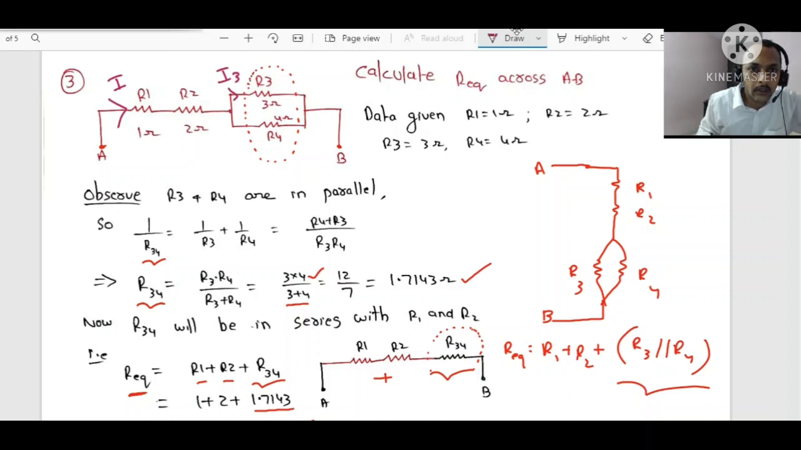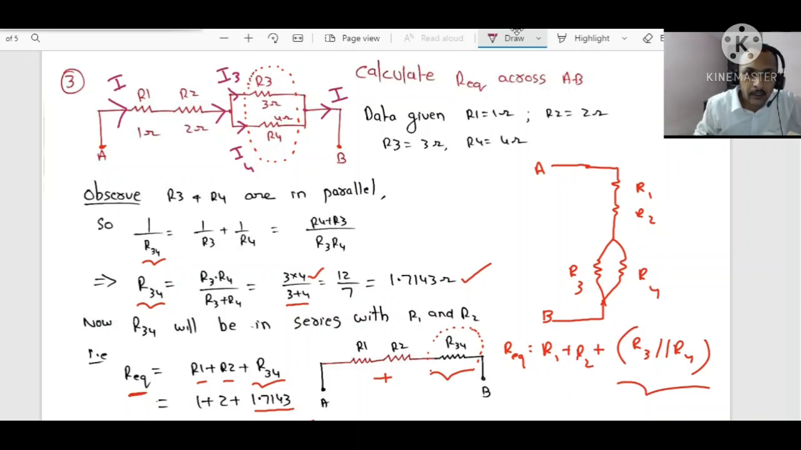Let this one be through I3, and let the current through this path be some I4. That means through R1 and R2 the current is the same, so these two are in series. Now this I3 flows like this and comes up to this point, and this I4 flows like this and comes up to this point. But I3 plus I4 is the same as I, which is just before entering. At the last you will get again I only. That means these two combinations are in parallel, observe, and again in series with R1 and R2.